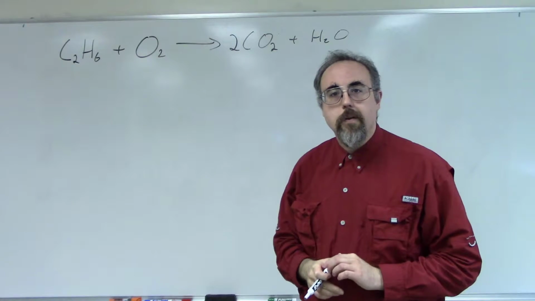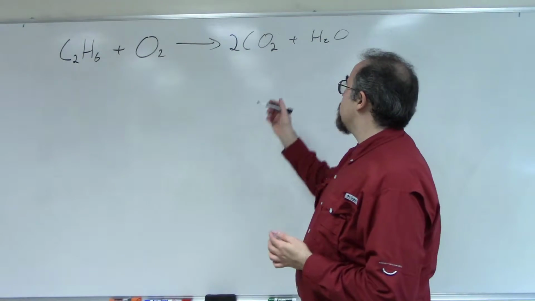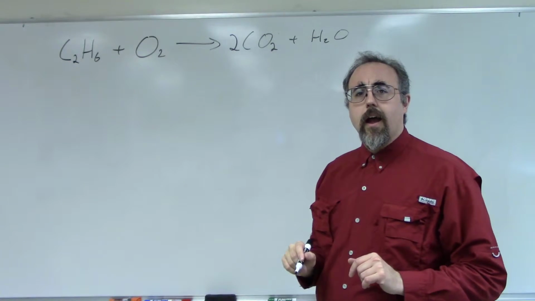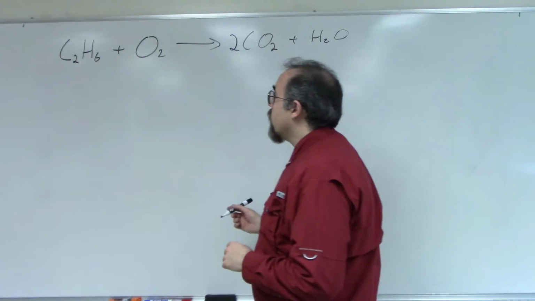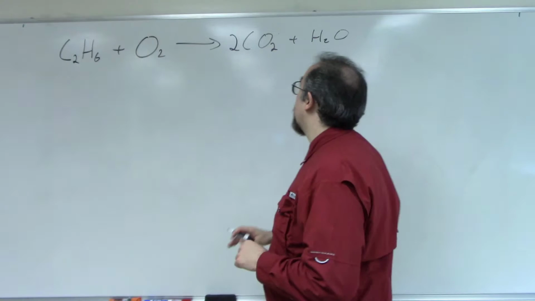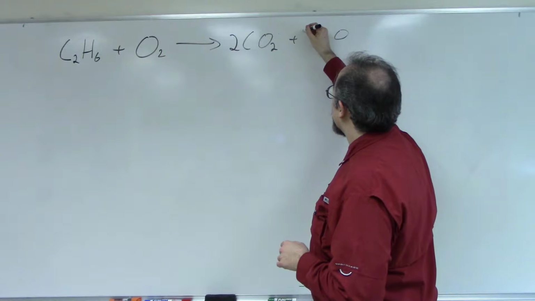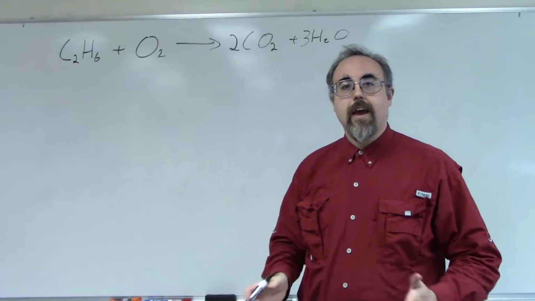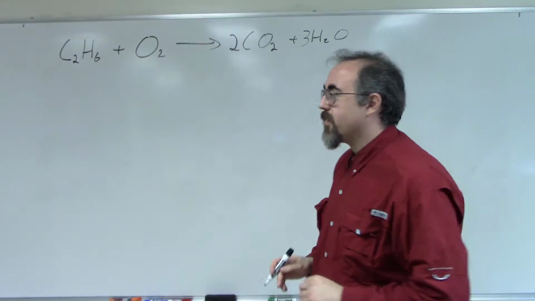Yay! The carbon's balanced. Now, I'm not going to do the oxygen. I'm going to hold that till last, but I will do the hydrogen then. Sounds good? So I have 6 hydrogens here. So now I need 6 hydrogens here. 3 times 2 is 6. Yay! Okay, on to the oxygens.